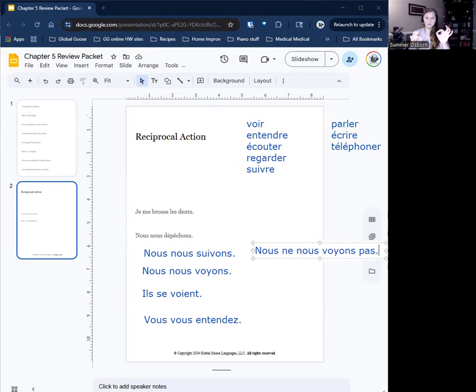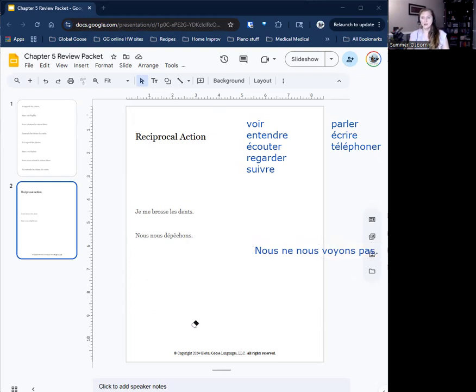Reflexive pronoun, present tense conjugation between the ne pas sandwich. Nous ne nous voyons pas. All right. With all of that being said, what I really wanted to help you understand today is the passé composé of these, because that's just more complicated. Passé composé requires a helping verb and a past participle, and then we have those sticky agreement rules.